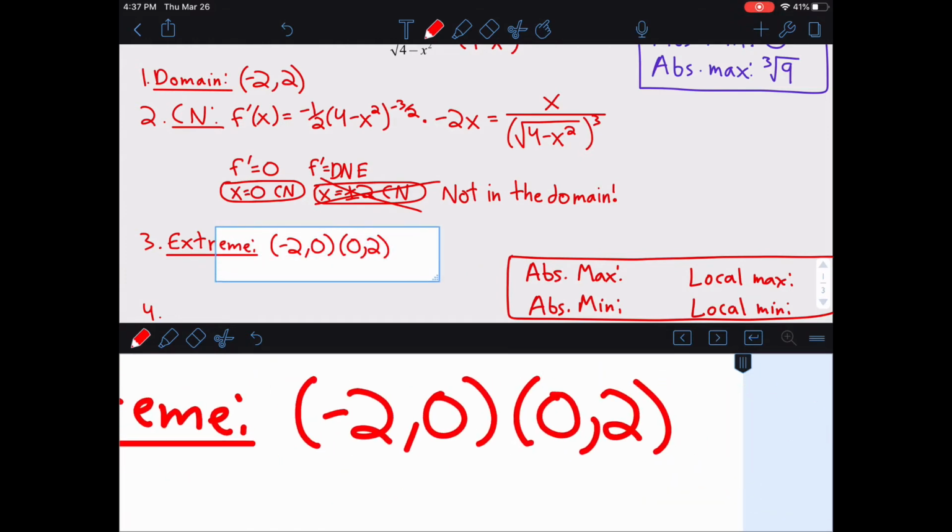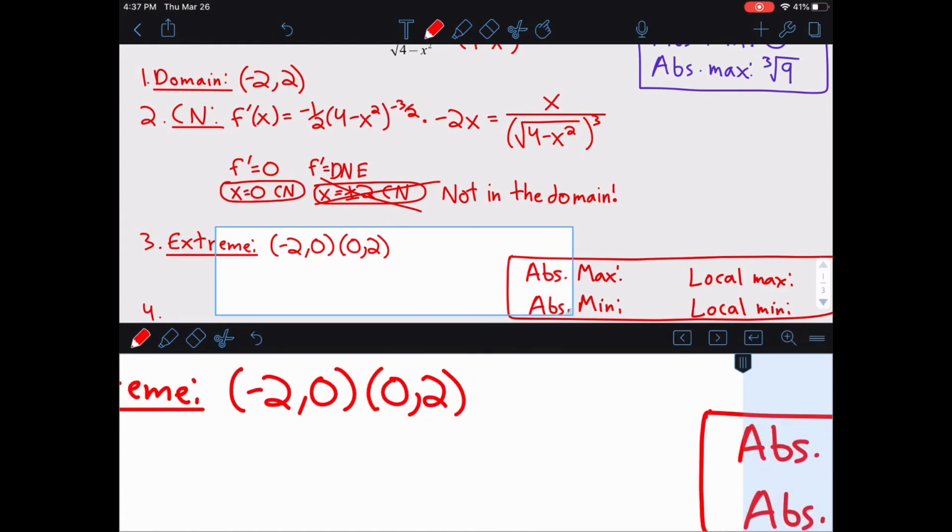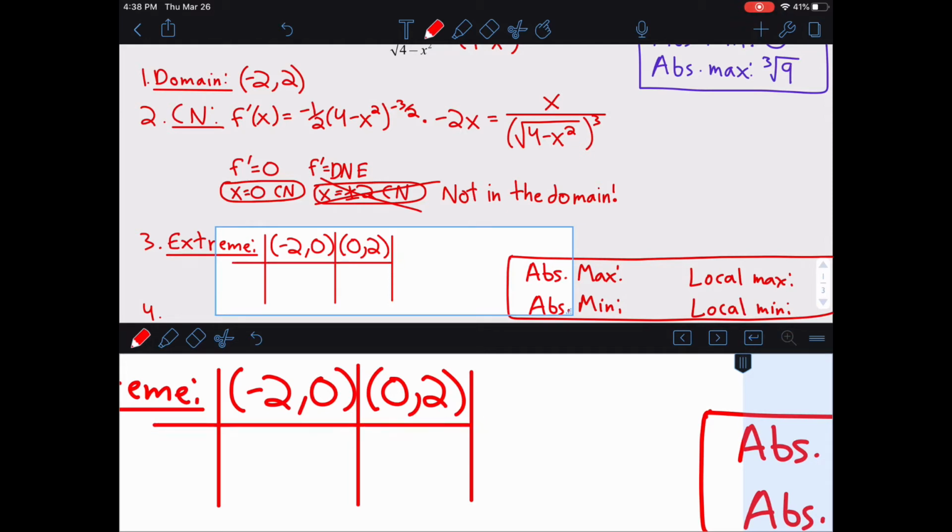Some of you might be wondering, why is he using parentheses instead of brackets? Well, that's because when we're testing the intervals, we want to pick a number in the interval, right? I don't want to actually pick negative 2, 0, or 2. So that's why I am putting parentheses there.